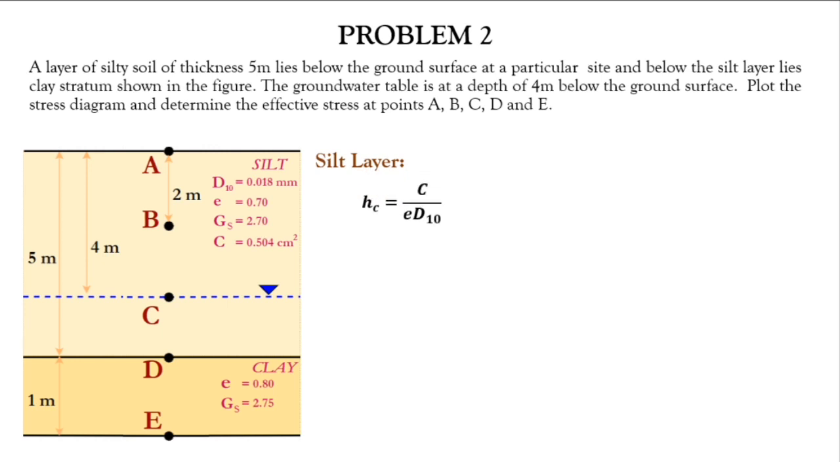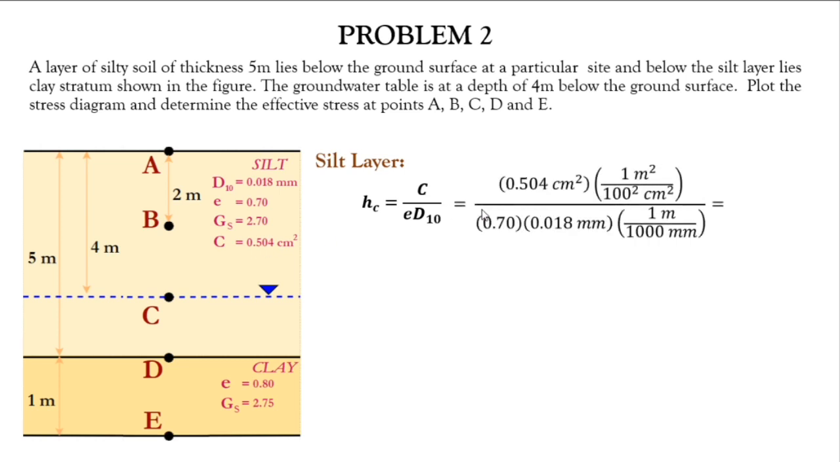Pwede na tayong mag-compute ng height ng capillary rise gamit yung formula na to. So, H sub C, the height of the capillary rise, is equal to the capillary constant C divided by the product of the void ratio and the effective size. So, i-convert na lang natin yung mga unit kasi may mga millimeters and centimeter. Convert nyo na lang to meter since ang mga dimension naman natin dito sa soil profile ay naka-meter. So, by just plugging in these values sa ating formula and converting them, gaya ng C natin, from square centimeter, ginawa kong square meter, and from millimeters sa ating effective size, convert ko na lang to meters, giving us the solution to this equation equal to 4 meters.